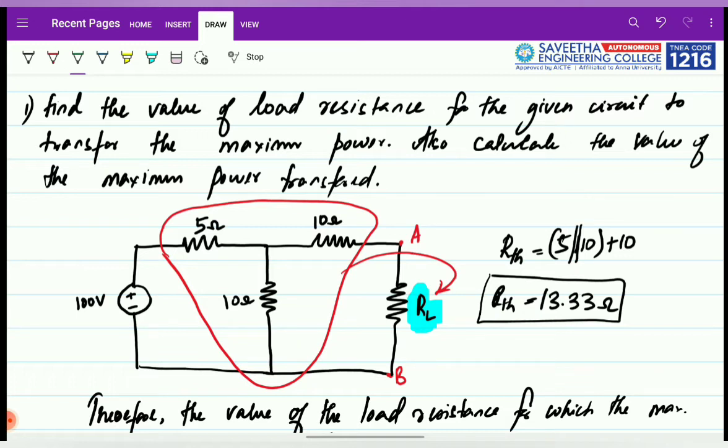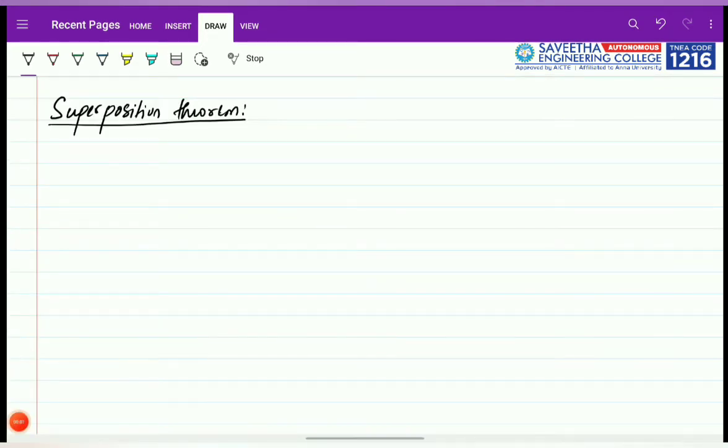I hope you would have understood this. So welcome back. The next one is the superposition theorem. The superposition theorem is one method of solving circuits.